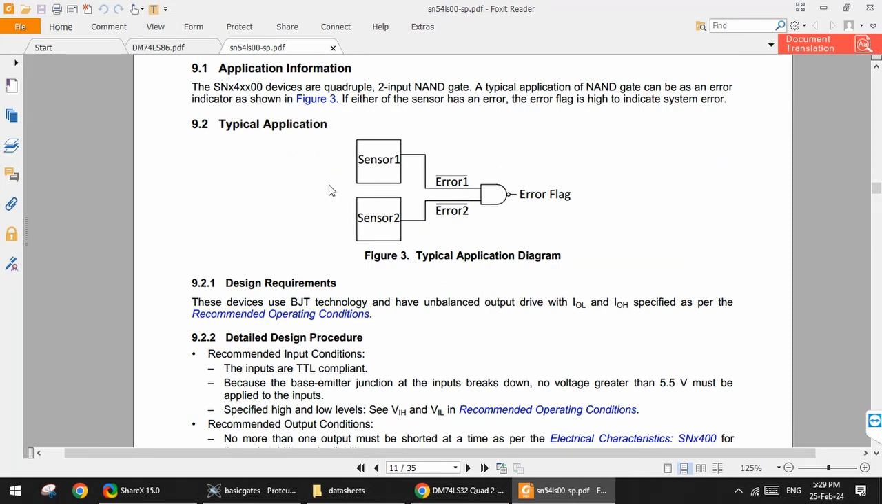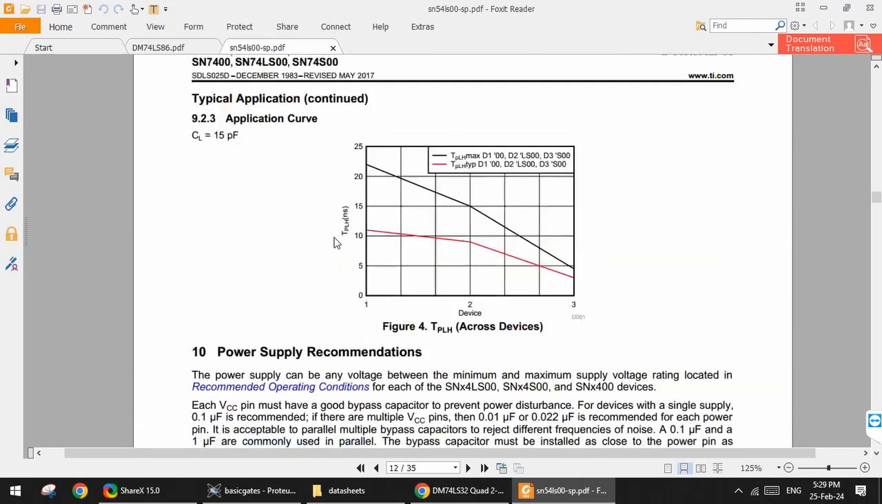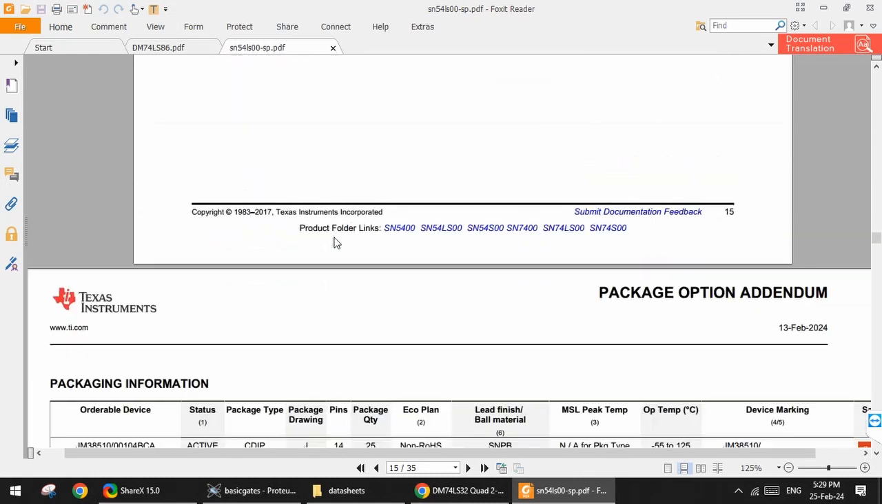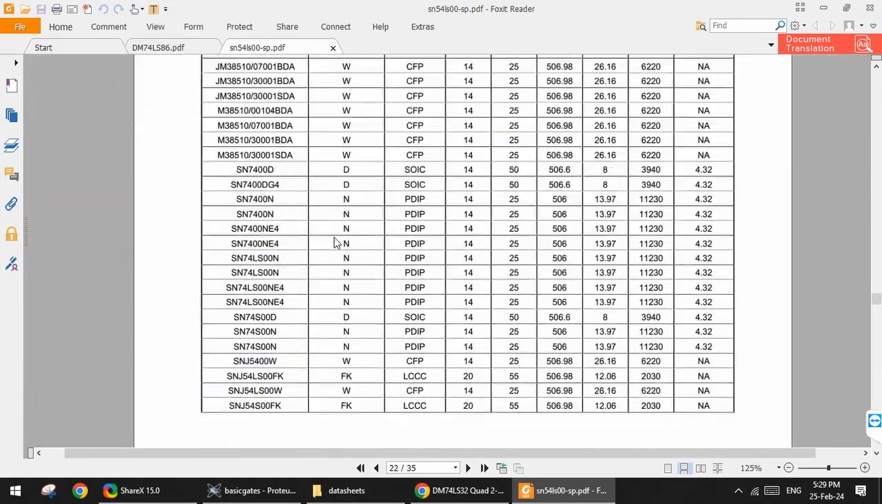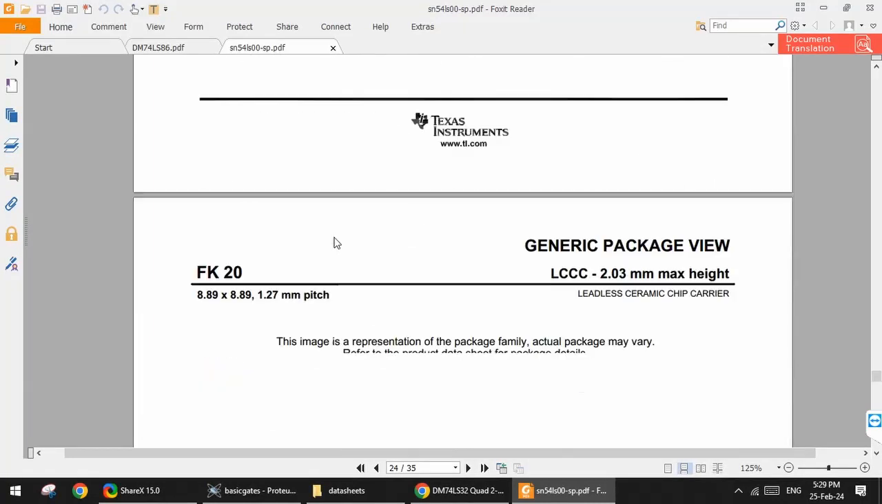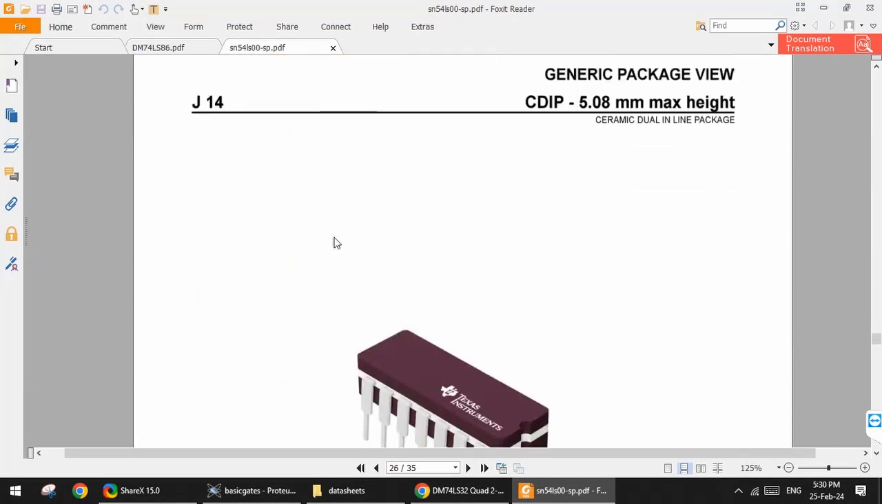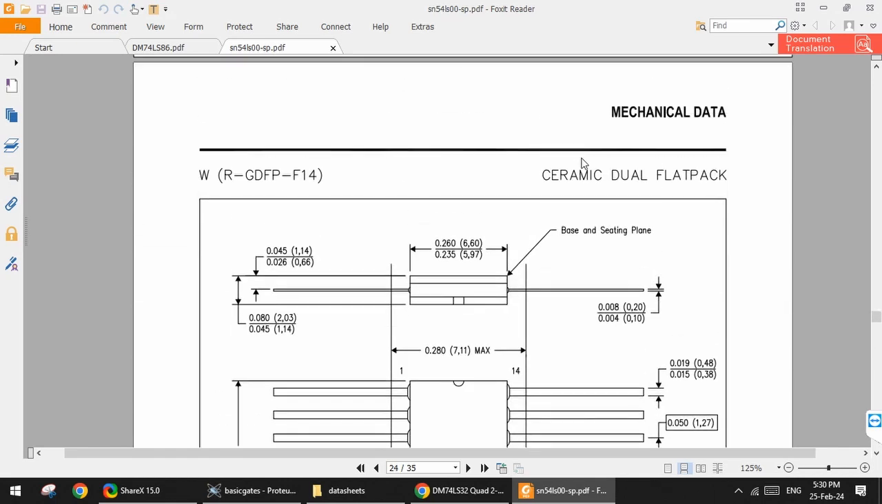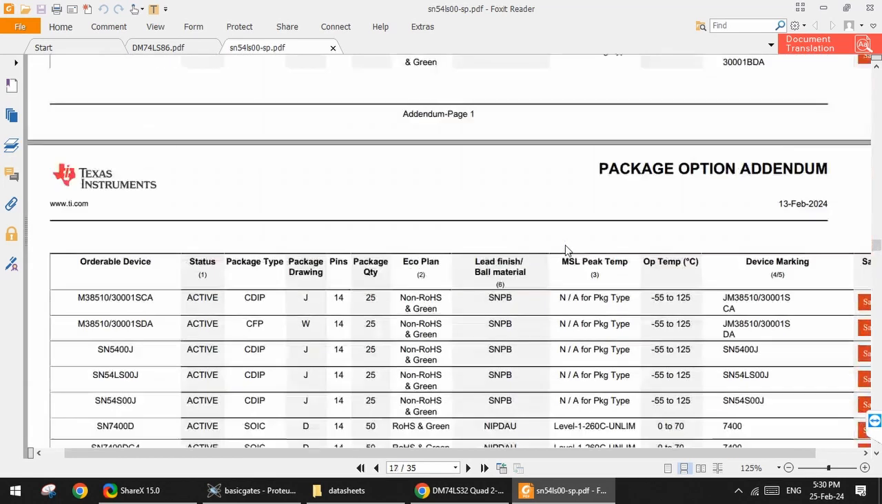This also shows a typical application. There is a lot of information going through the datasheet layout, but we are not interested in it. Oh, and it even has a diagram for the dual inline or DIP package of the 74LS00. SN over here means the manufacturer, and 54 is for military grade TTL IC. 74 is for commercial grade, 54 is for the military grade.